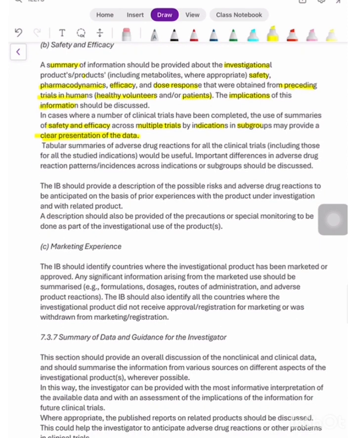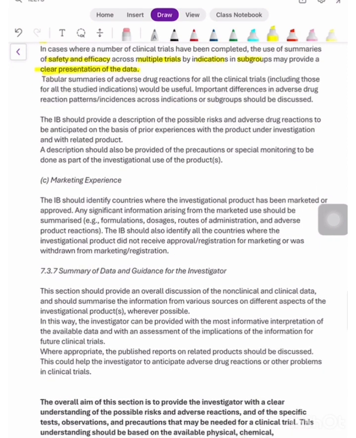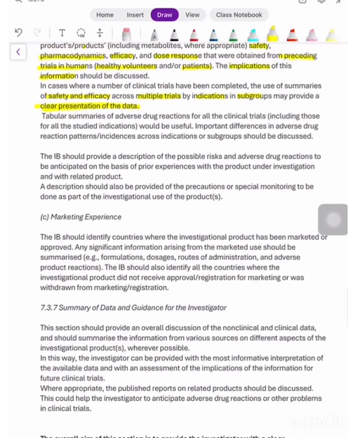So they say that if multiple clinical trials have been conducted, then a summary of each, in subgroups and in a very clear form, could help in the presentation of data. Tabular summaries of adverse drug reactions for all clinical trials, including those for all studied indications, would be useful. Important differences: there can also be differences in the patterns of adverse drug reactions and in the number of incidences across indications and subgroups, so those also have to be discussed.